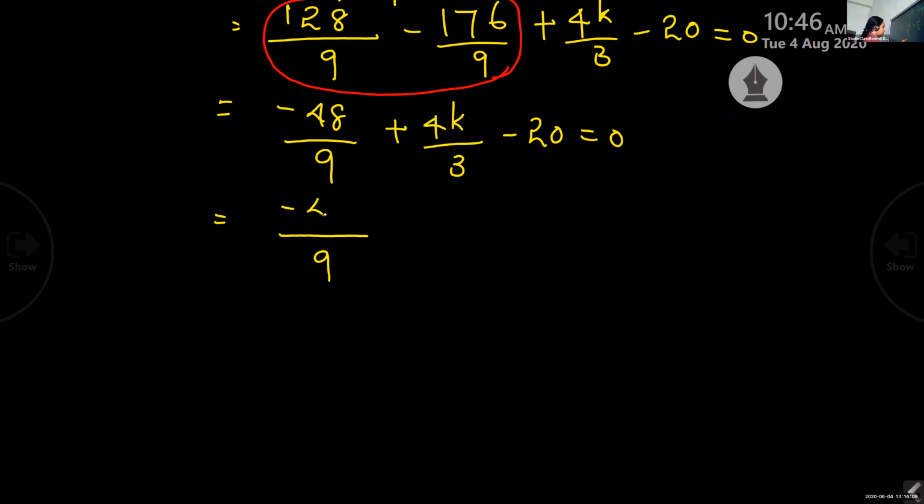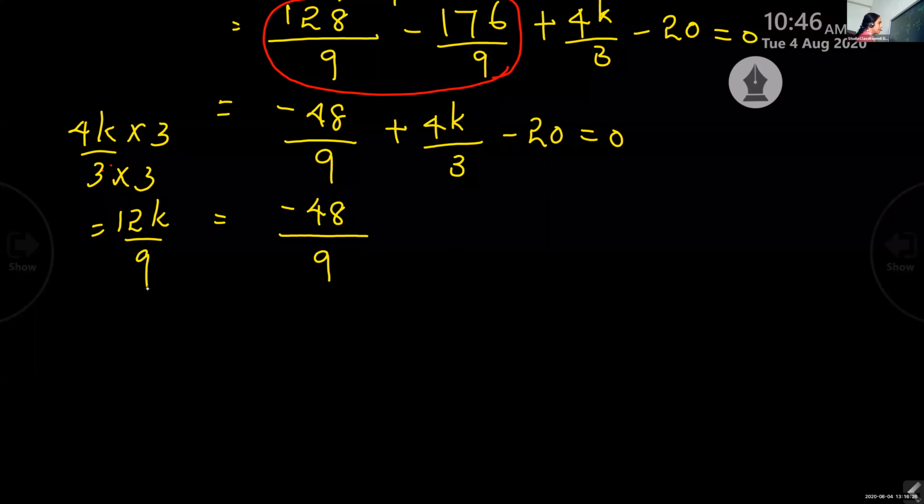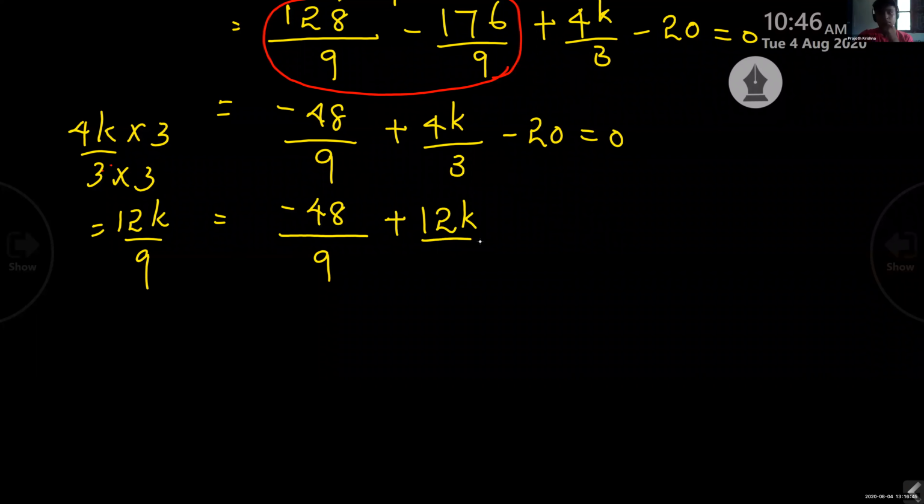This one you need not do anything because it's already 9. But 4k by 3, how will you make it 9? Multiply by 3 and you will get 12k by 9. When you make the denominator 9, you will get 12k by 9. Clear? Yes, ma'am. And what about 20? Think of it as 20 by 1.